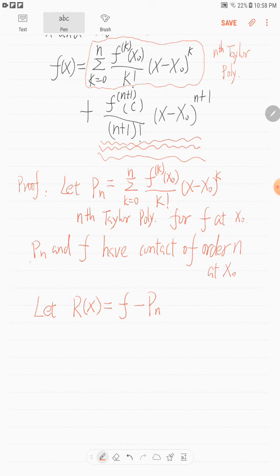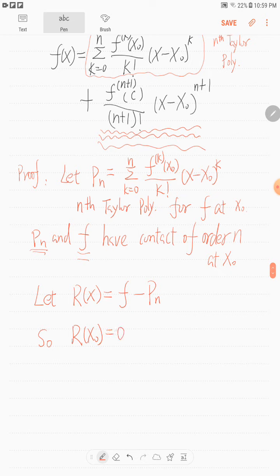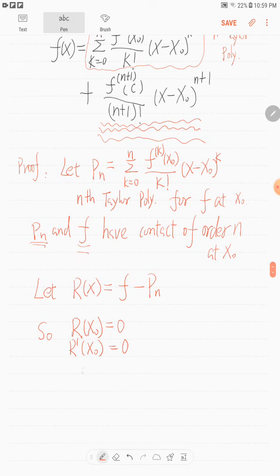then since P sub n and f have contact of order n, the derivatives up to order n are the same at x0. In other words, R of x0 is 0, R prime of x0 is also 0, and you continue. The nth derivative of R is also 0 because this is the difference. They are the same, right? The nth derivatives at x0 are the same, so the difference is 0.